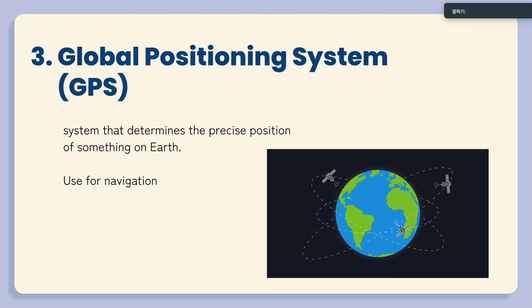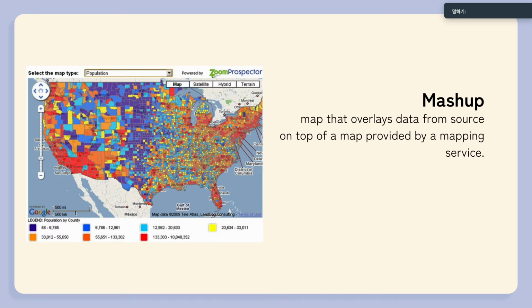Number 3, Global Positioning System, also known as GPS. This system allows us to determine the precise position of something on Earth. More than 24 satellites track the precise location of the receiver and send the signal to the receiver. And GPS is mostly used for navigation. Another important map to know is the mashup. A mashup is a map that overlays data from a source on top of a map provided by map-making services such as Google Maps.